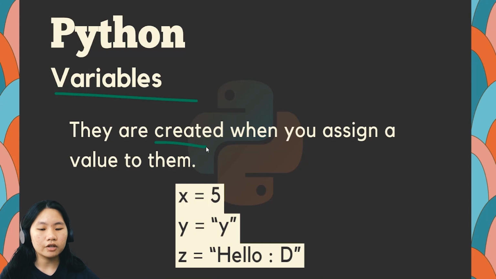In Python, they are created when you assign a value to them. For example, I have the variable x here. I've assigned the integer 5. So now we have the variable x with a value of 5. That's it. As for y, we have the string y as well as z. We also have a string.